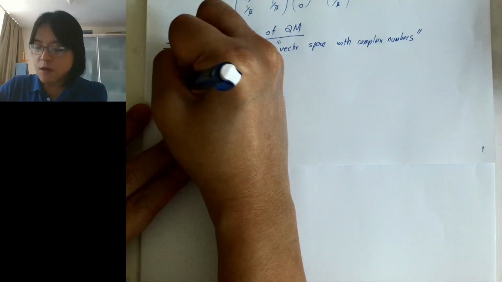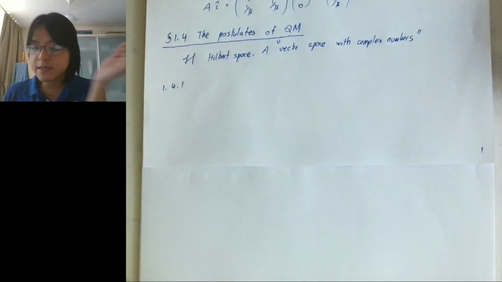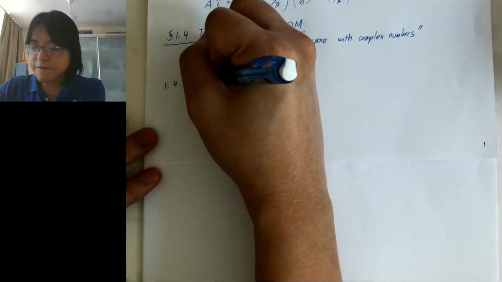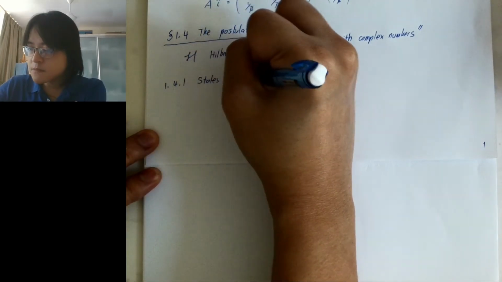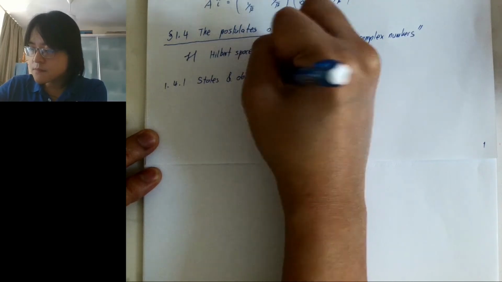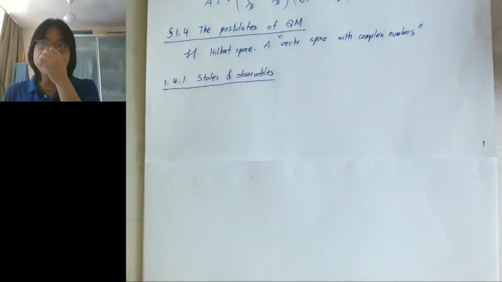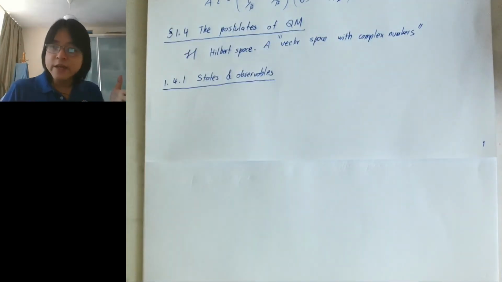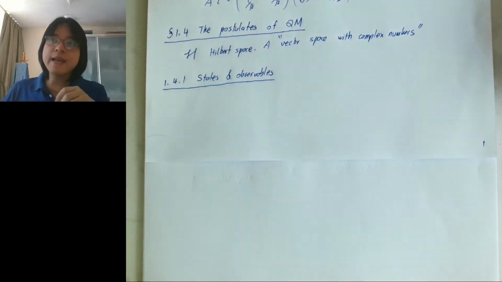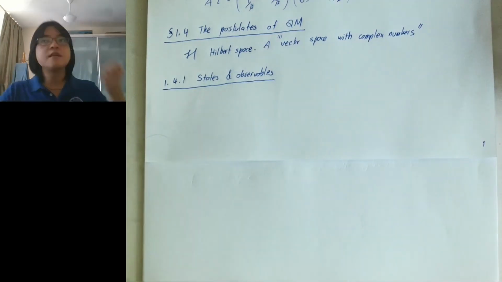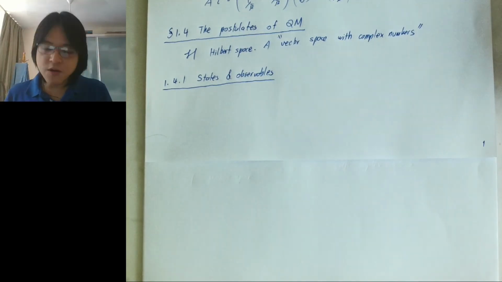So let's talk about the postulates. The postulates cover different aspects of quantum mechanics. One of the first aspects is about states and observables. The state is something I mentioned in Monday's class. What is the cat doing? Is the cat dead or alive? That is the state. Is the electron spin up or spin down? That is the state. What is the momentum of the electron? State. All these are states.